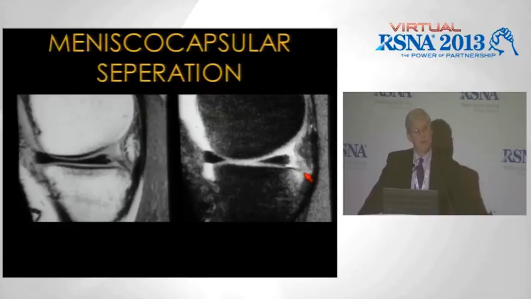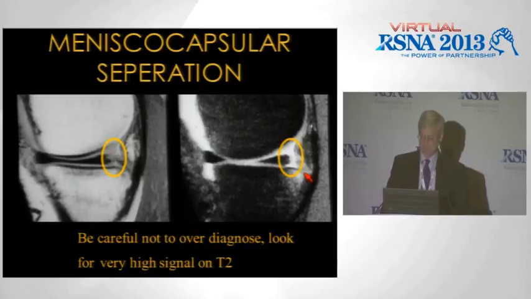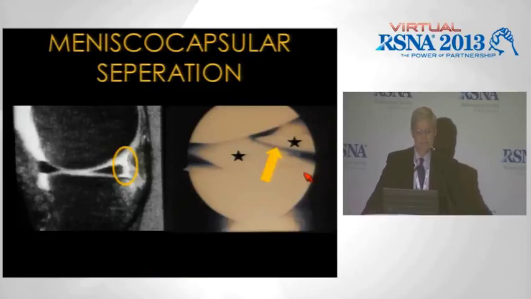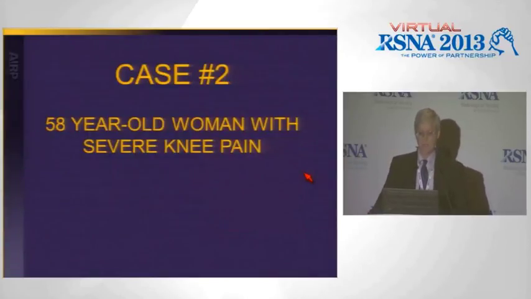It's important not to overcall those. I really want to see water signal in that region. And I think most literature is telling us that those typically are stable. They will usually heal on their own, unlike the peripheral vertical longitudinal tears that may become unstable over time. And here is an example, again, of a meniscocapsular separation. You can see that separation and the peripheral vertical longitudinal tear as well.